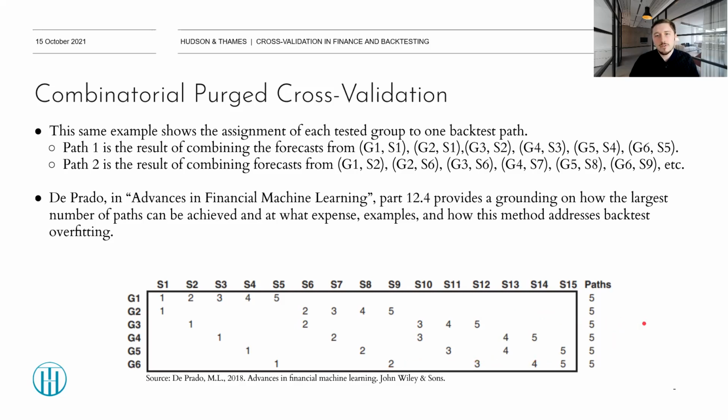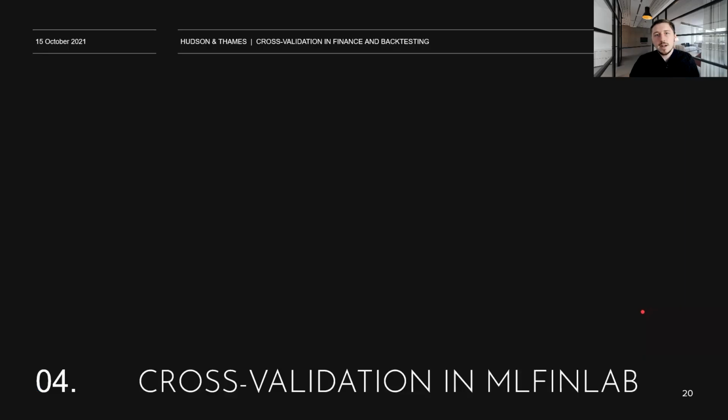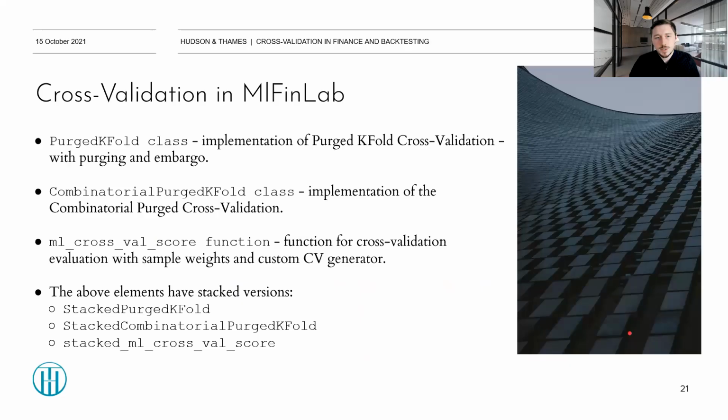And in total, this is 5 paths. So for each element in our data set, we're able to use it, in this case, 5 times to generate backtest performance. In De Prado's Advances in Financial Machine Learning, part 12.4, you can find many more details and grounding behind how the largest number of paths can be achieved using this method and at which expense, use examples, and also a theoretical background behind how this method addresses backtest overfitting. Finally, I would like to show you how cross-validation techniques can be used, taken from the MlFinLab package.